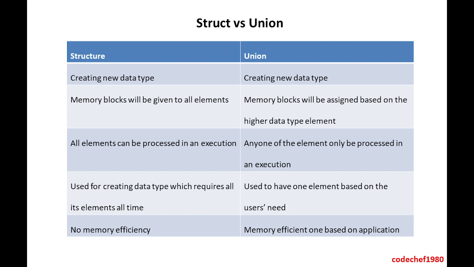And finally, a structure is not memory efficient, because all elements of the structure are to be used in the program. So definitely all data elements declared in the structure need their own memory blocks for assigning and accessing the values. Whereas in a union, the memory blocks are assigned based on the highest data type, and that is shared by all the different elements we have in our code. So now I would like to discuss.